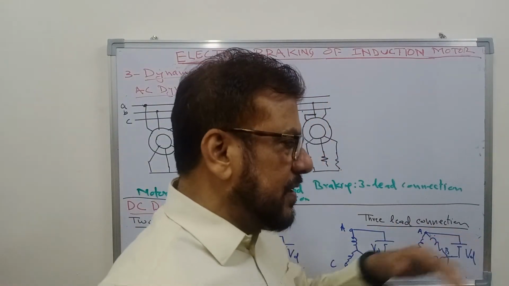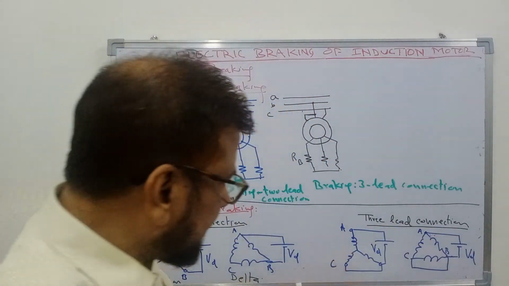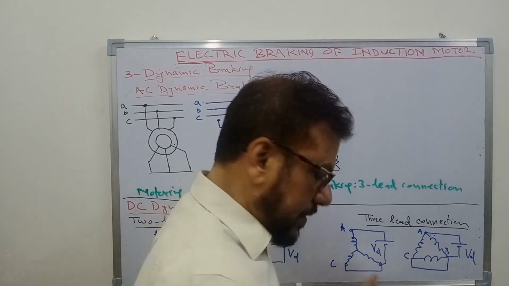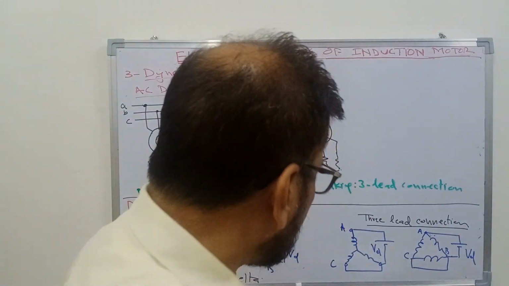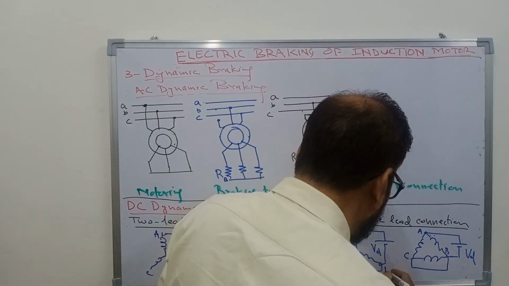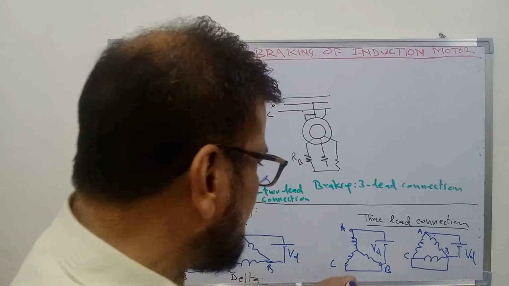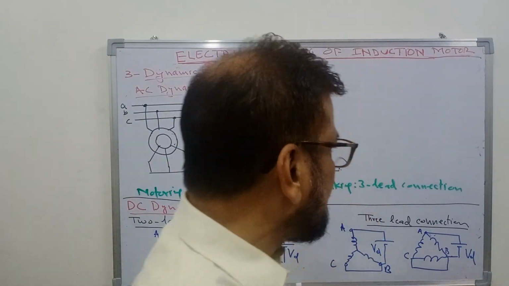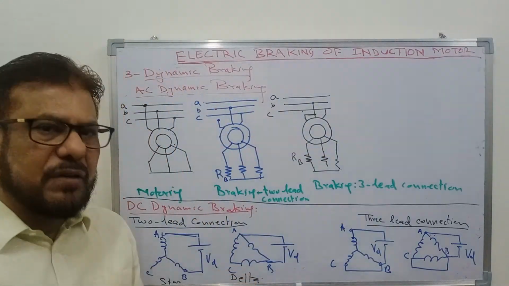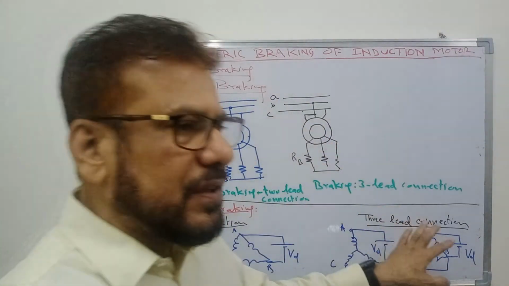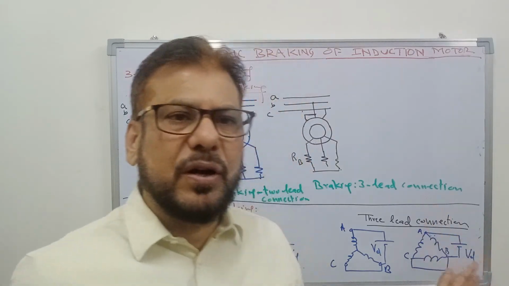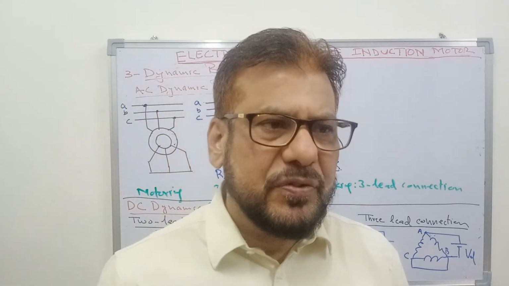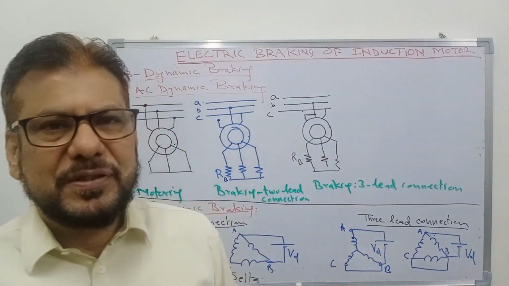In 3-lead connection, things are slightly different. You have to short circuit the terminals B and C. I have not shown it here. It is terminal B, and the supply is given between terminals A and B. Likewise in the delta connection also. And it can be shown that the torque produced in 3-lead connection is higher as compared to torque produced in 2-lead connection. So this is a brief description of the dynamic braking of induction motor.